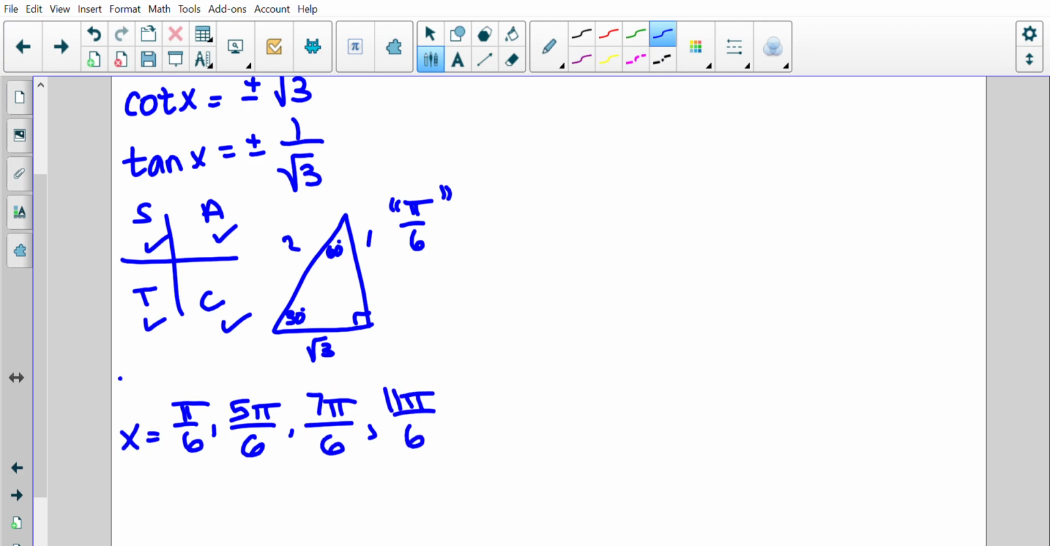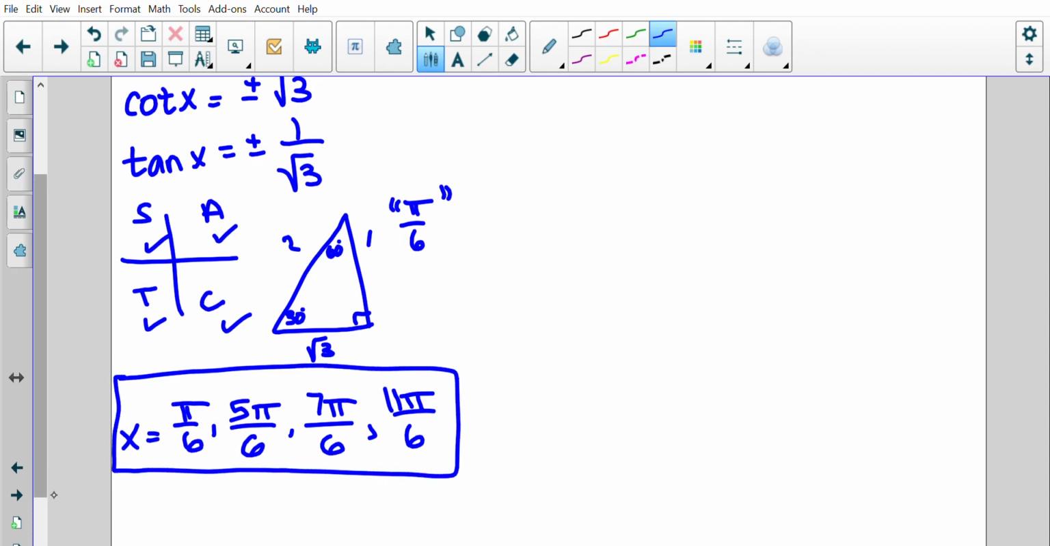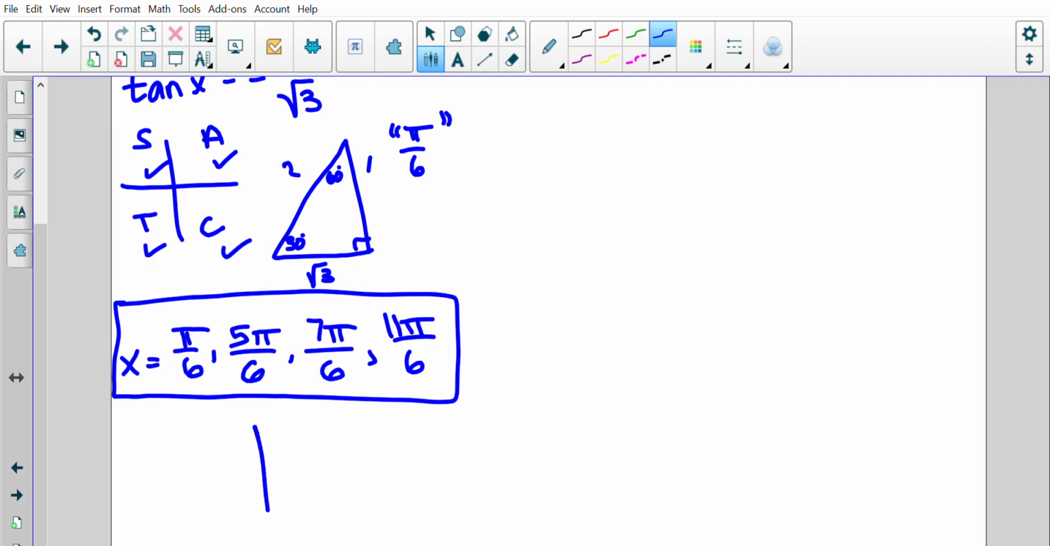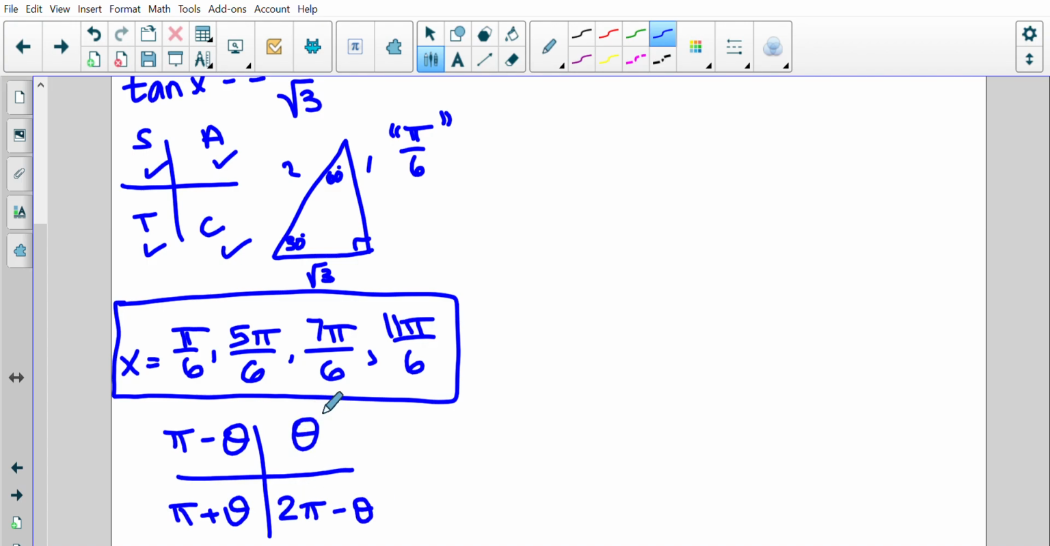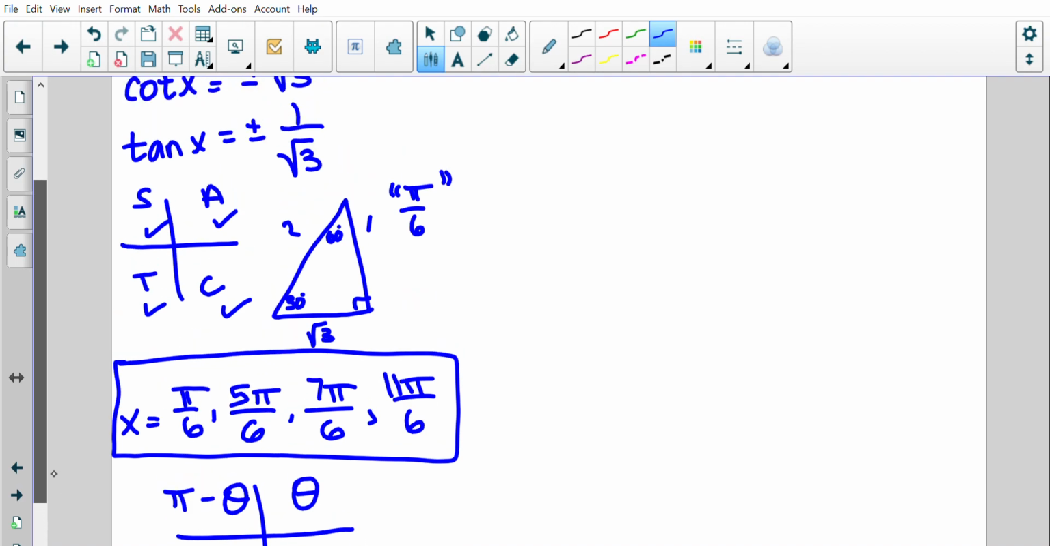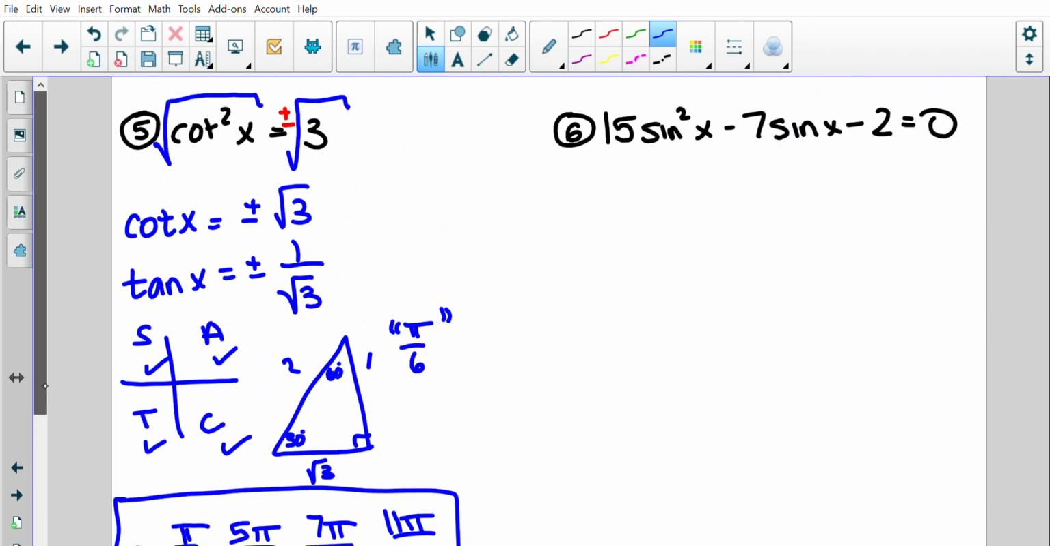And again, if you need a reminder of how to get the equivalent radian measures per quadrant, I'll just do this quick thing. Remember, in quad 1, it's just theta. In quad 2, it's always pi minus theta. Quad 3, it's pi plus theta. And quad 4, it's 2 pi minus theta, where theta is just your reference angle here. That's just a quick little reminder there. Okay, so that's how you would do something like number 5.